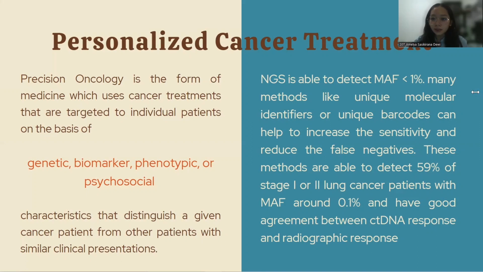Many methods like unique molecular identifiers or unique barcodes can help to increase the sensitivity and reduce false negatives. These methods are able to detect 59% of stage 1 or 2 lung cancer patients with MAF around 0.1%, and have a good agreement between ctDNA response and radiographic response.